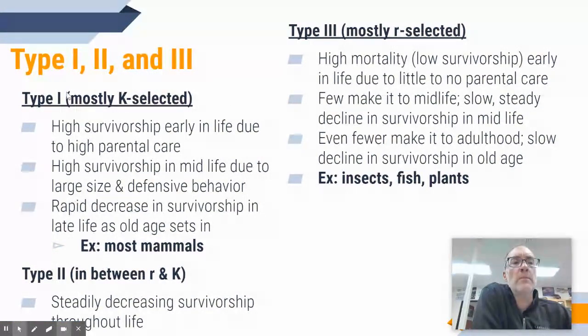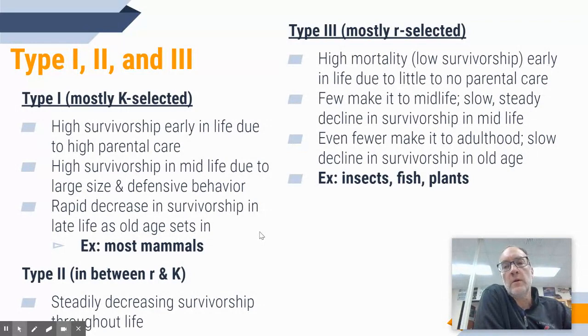So the three types. Type 1, mostly these are K-selected species, like that whale, have a high survivorship early in life due to high parental care, high survivorship in midlife because of usually larger size or some sort of defensive behavior. They will, towards the end of their life, have a rapid decrease in survivorship. Examples are most mammals.